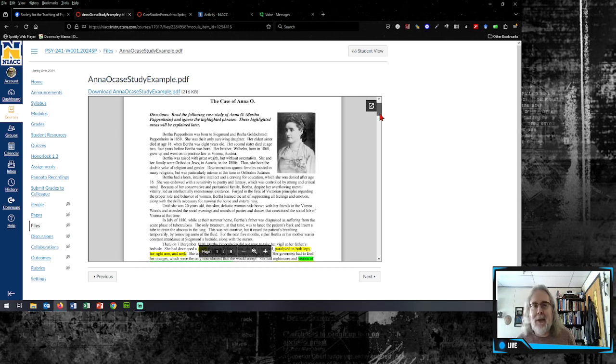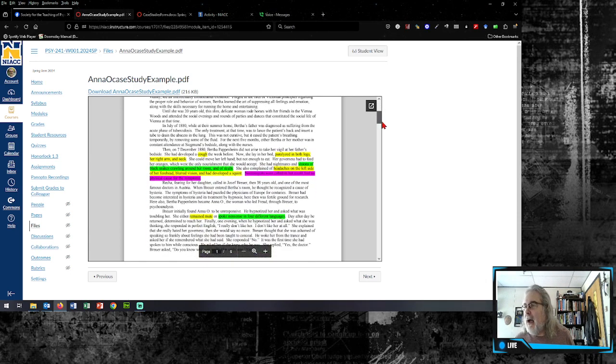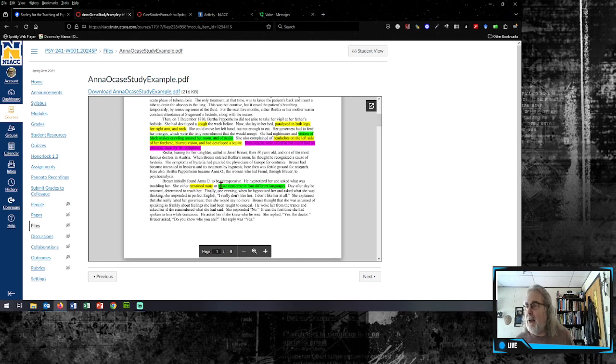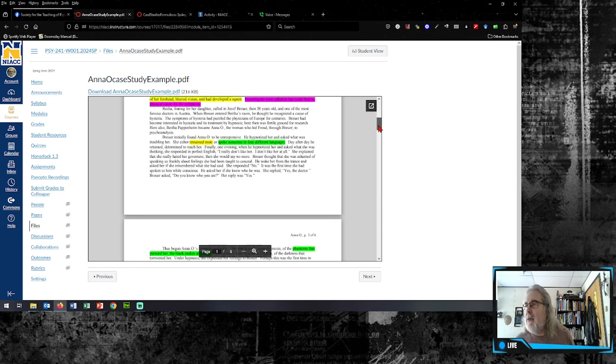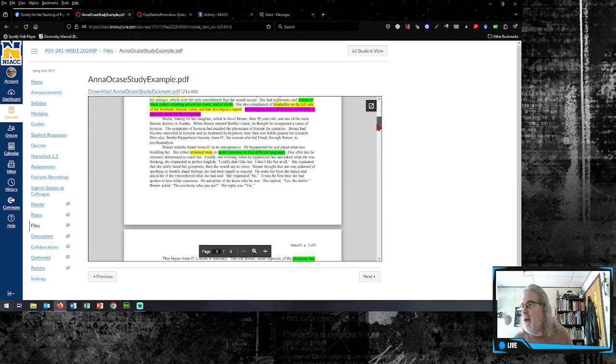It'll seem strange the way I did this, but I think it will help you understand it. After I read it, I went back and I highlighted it using different colors. At the bottom of the document it explains what the different colors are, but basically I was using these for different categories of symptoms. This was something that I thought would be helpful for you to understand my thought process. The purpose of all this annotation is to help you walk through how I mentally came up with the diagnosis.